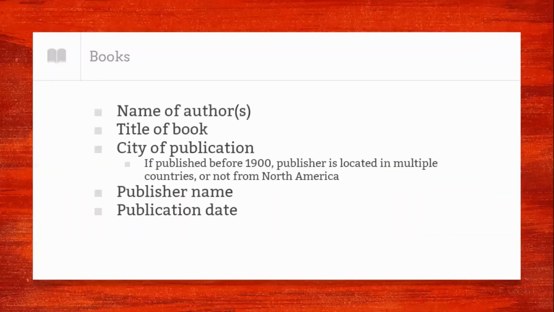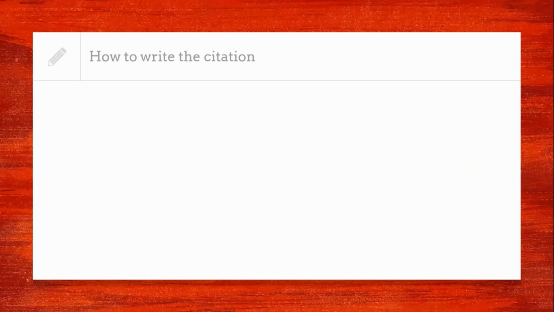Anyways, let's get started. We're going to start with the most basic and common source, a book. This can be an academic book, a textbook, or a literary book. For a book source, you will need the name of the author or authors, the title of the book, the city of publication, though this is only needed if the book was published before the year 1900, the publisher is located in multiple countries, or the publisher is not from North America. You will also need the publisher name and the publication date, or the copyright date as it is commonly referred to.